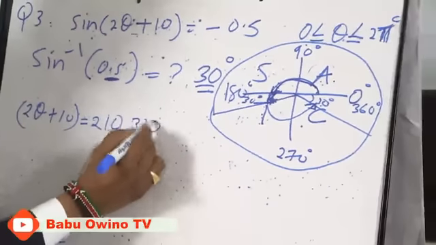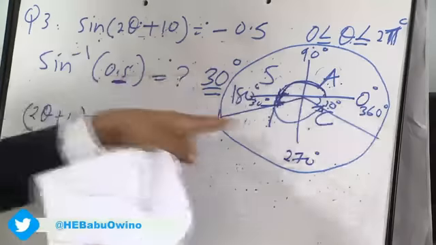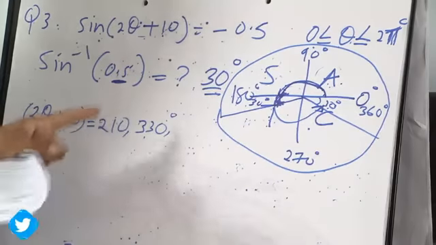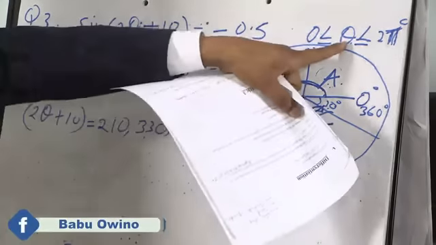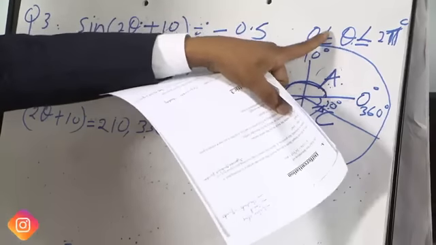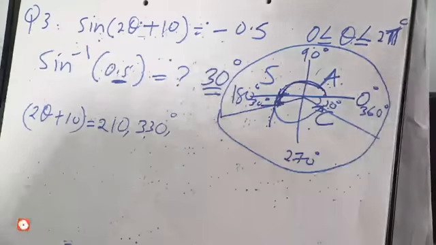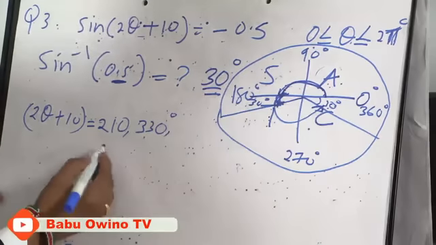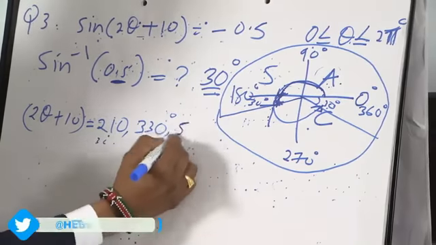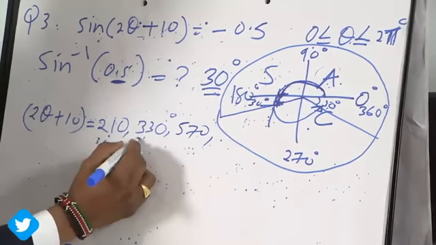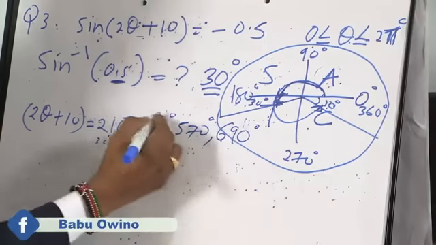You get 330 degrees. Then something interesting, you make one complete rotation. Then you add to the available angles, so that we get all the angles, because we've been told that our theta is greater than 0 but less than 2 pi radians. So when you take 360 and you add 210, you get 570, which is another angle. And then you add 360 here, you get 690, which is our other angle. These are in degrees.